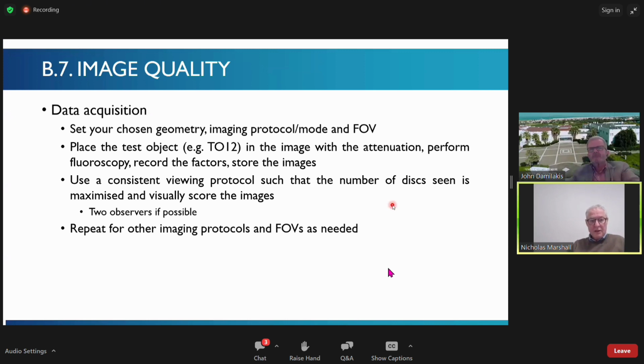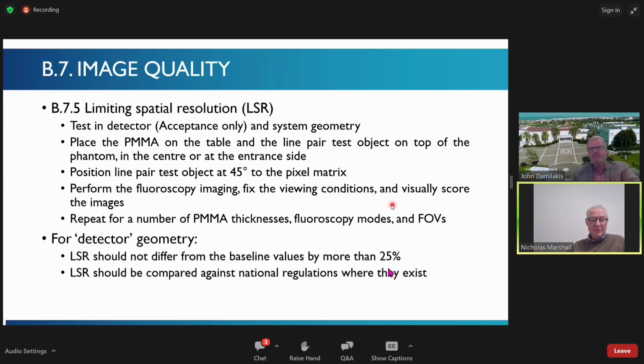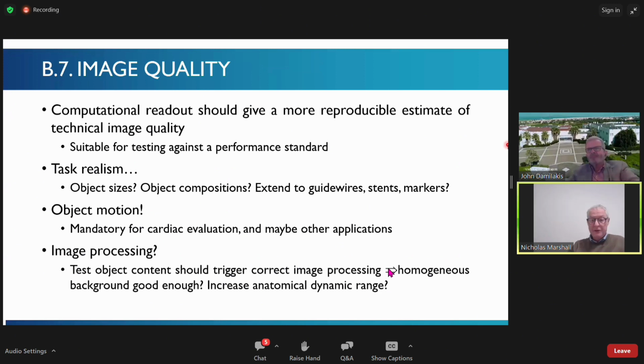So, yeah, I'm a bit over time, but I'll make a point about the image quality itself. The computational readout will give a more reproducible estimate of technical image quality. And I think that's very good if we want to test against performance standards, because visual scoring between different groups, between medical physics departments, between countries even, will be different. And even between you scoring one day to the next day, there will be some variation. There'll be less variation if you have a computational readout. So that's a good thing.